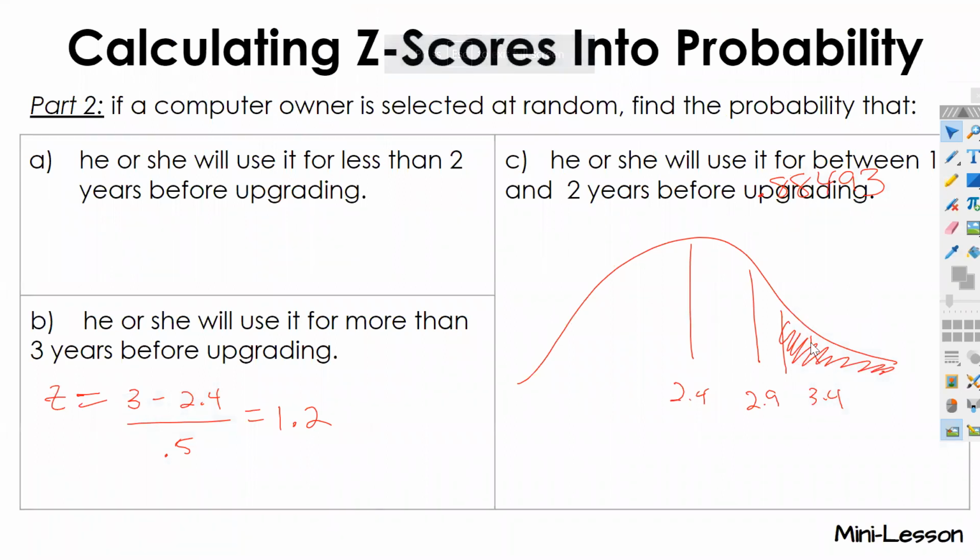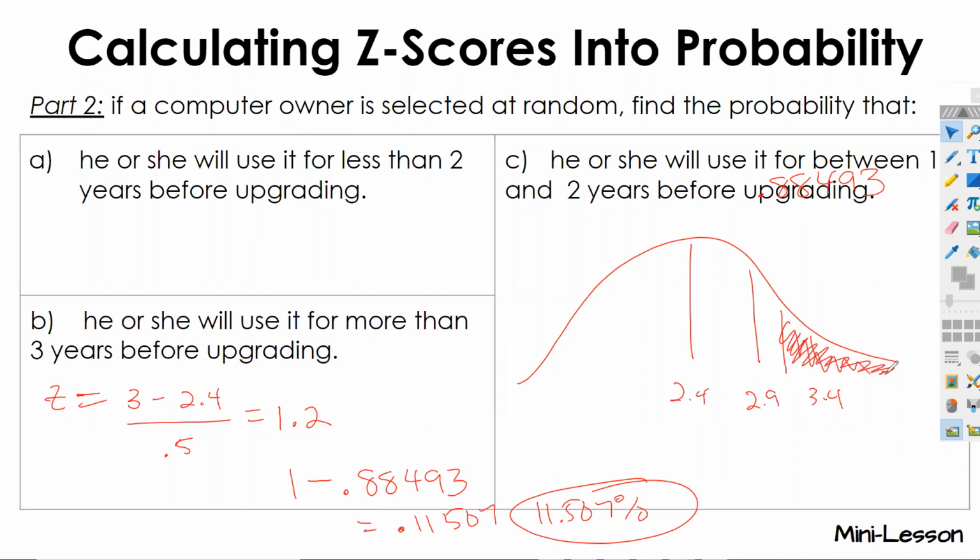Okay, when we drew our little normal curve, we see this little sliver, right? Does this look like 88% of our stuff? No, it doesn't. Well, they want it to be above 3 years, right? In this case, we're going to say 1 minus that number that we just pulled from our z-score table. So 1 minus 0.88493, and that's going to give us 0.11507. That's going to be 11.507%. Now that looks like this little sliver.